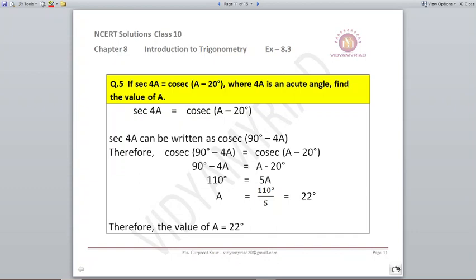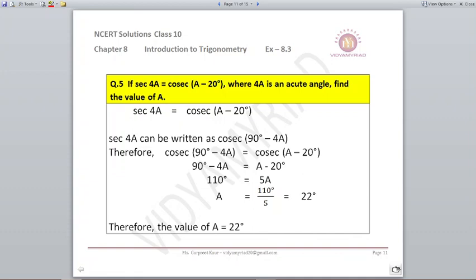If secant 4A is equal to cosecant (A minus 20 degrees), where 4A is an acute angle, find the value of A. Now we are given secant 4A is equal to cosecant (A minus 20 degrees). Now it is easy to convert 4A. 4A can be written as 90 degrees minus 4A. So that is cosecant (90 minus 4A) will result in secant 4A.